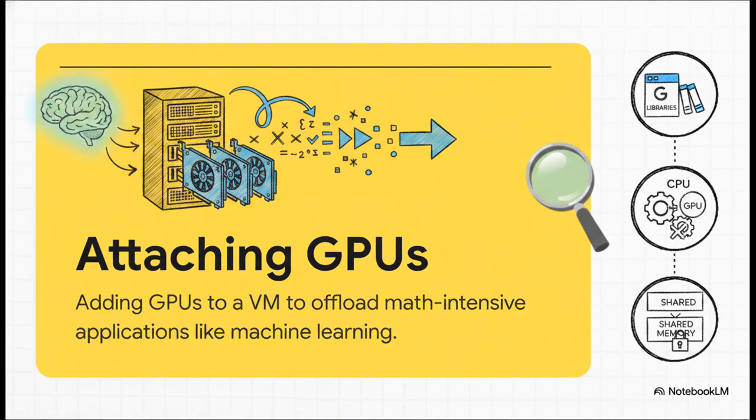If you really want to supercharge these individual instances, you're going to want to attach some GPUs. Graphics processing units offload all those heavy math calculations from the CPU, which is absolutely essential if you're running machine learning models. But there are some strict constraints you definitely need to know. First off, your OS has to have GPU libraries installed, and Google actually provides specific deep learning images just for this. Second, the CPU platform has to be compatible with the GPU you choose. And third, GPUs cannot be attached to shared memory machines, no exceptions.